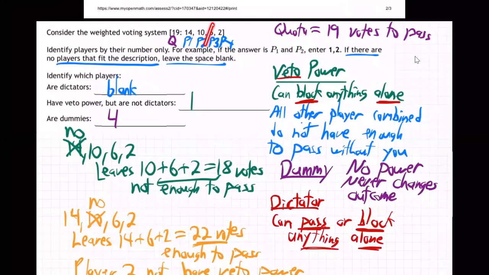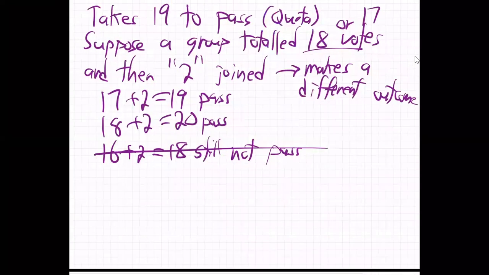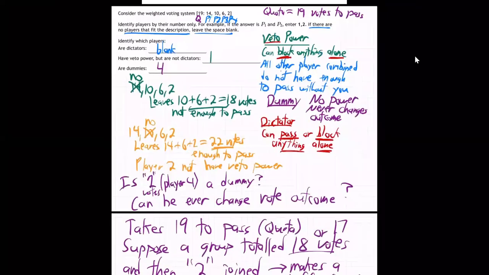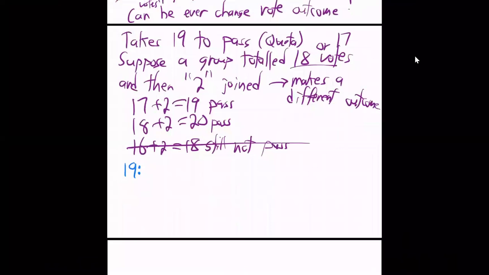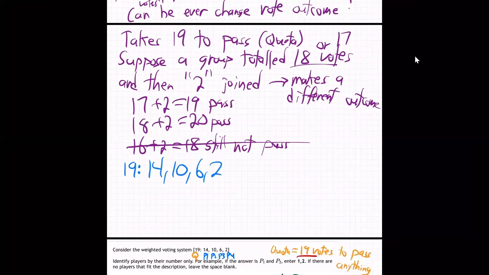Let's try this guy. How about this guy here, this 6, which is player 3. Is player 3 a dummy? Well, let's come on down and take a look. So here, let me bring this down where we can see it. So again, the quota is 19. 19, and what are the numbers? 14, 10, 6, 2. Okay, so we're wondering about this guy. Is he a dummy? Well, player 3. I don't think so. So does he ever make a difference?